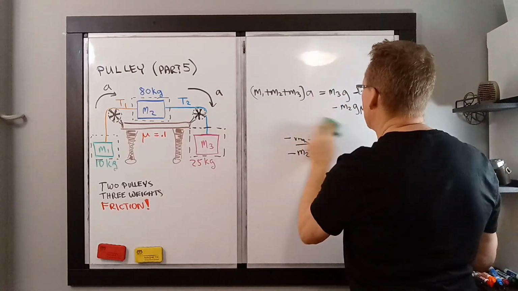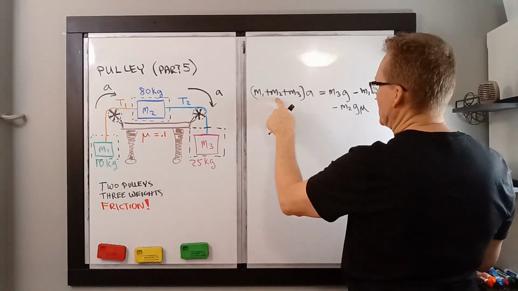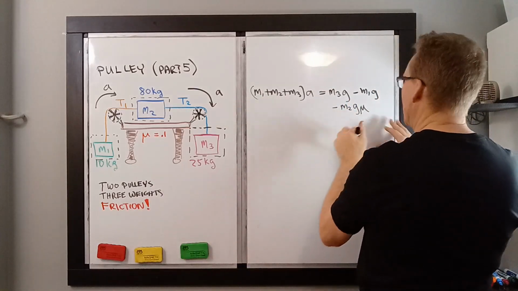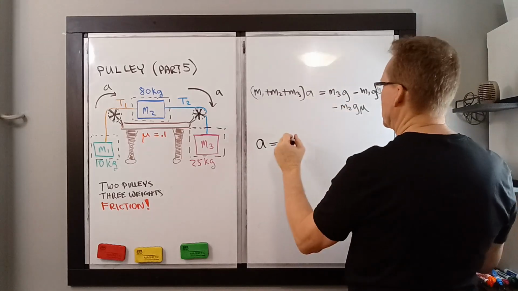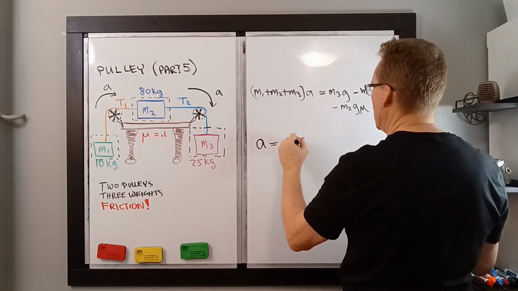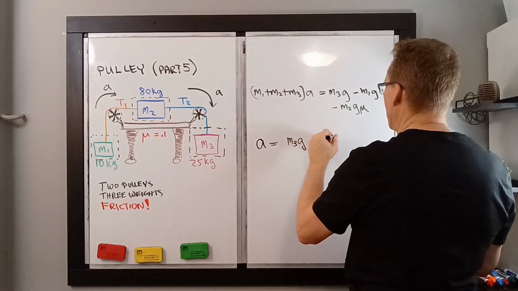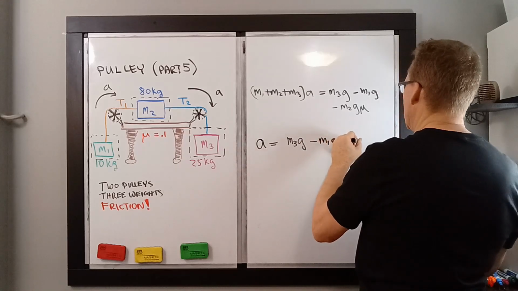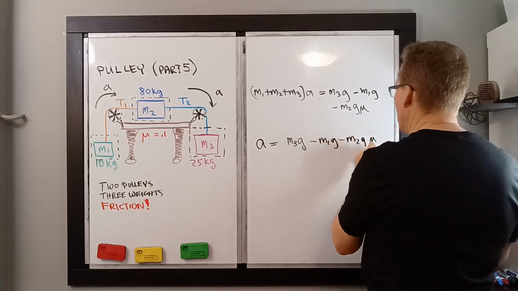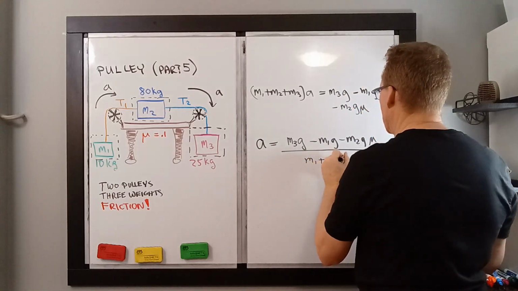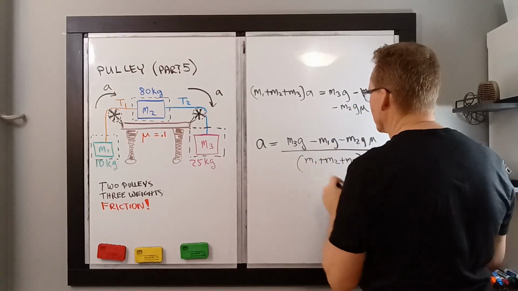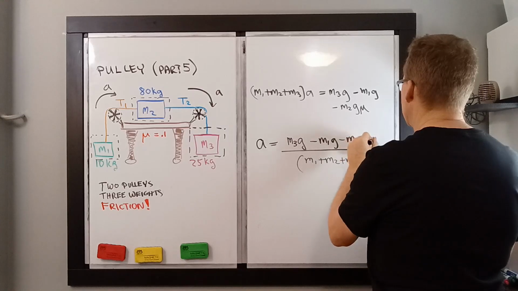Next step, m1 plus m2 plus m3, divide everything by that. I'm going to be left with acceleration equals these three terms, m3g minus m1g minus m2g mu, all over m1 plus m2 plus m3. This is a g here and this is a mu.